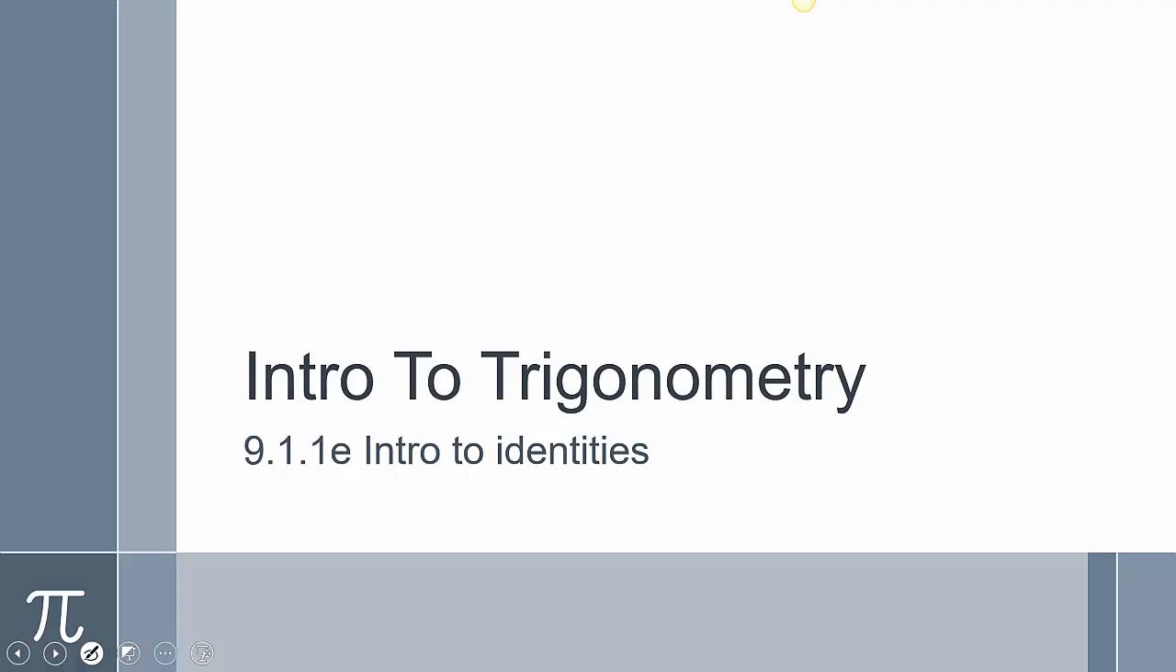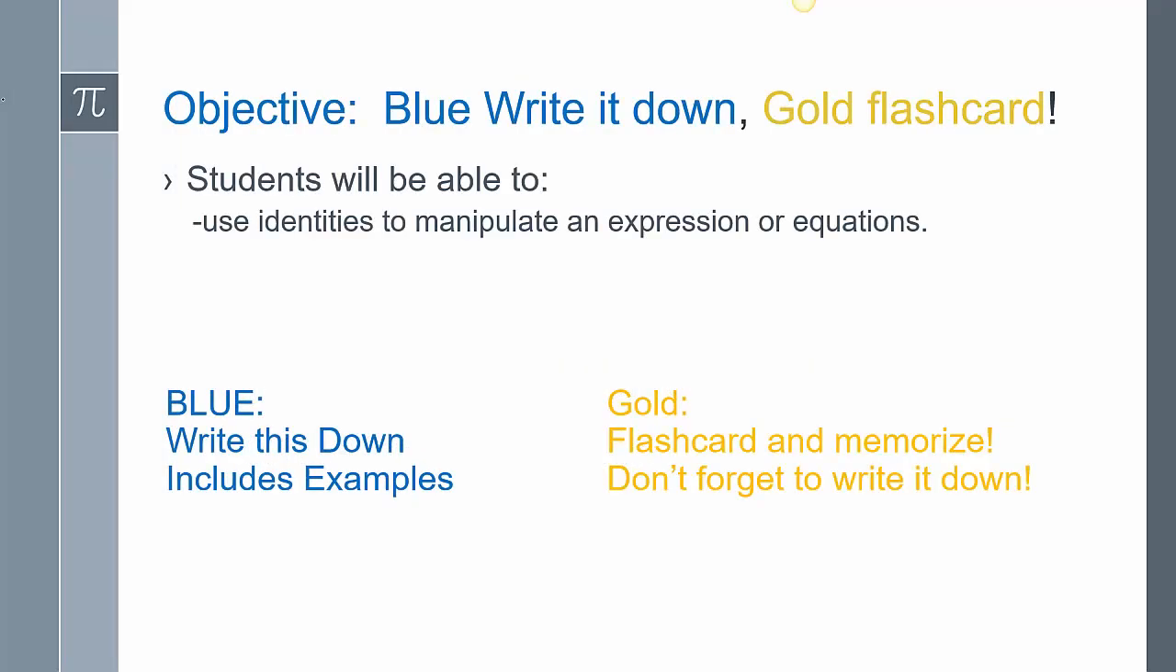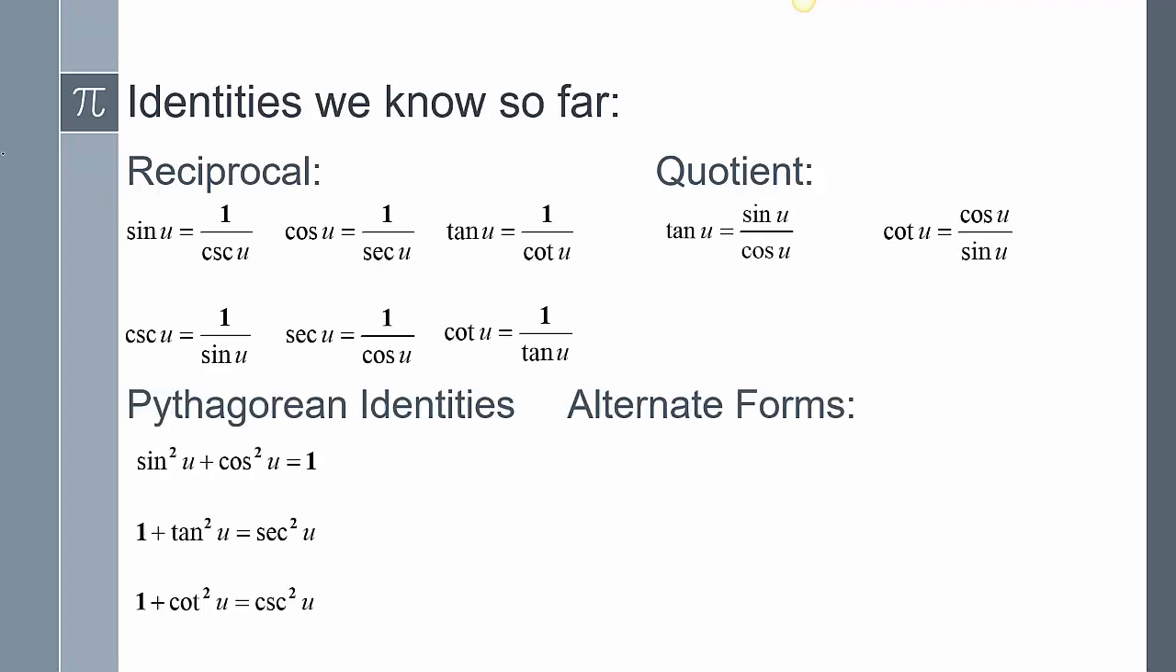This is 9.1.1e. Again, we're in Intro to Identities. So we're going to use identities to manipulate an expression or equation. Remember, these are our identities. We need to have these memorized. They have to be memorized.